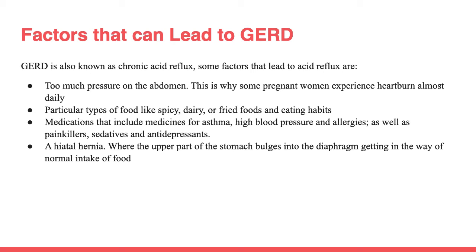Medications include medicines for asthma, high blood pressure, and allergies, as well as painkillers, sedatives, and antidepressants. And then lastly, a hiatal hernia can lead to acid reflux, and this is where the upper part of the stomach bulges into the diaphragm, getting in the way of normal intake of food.